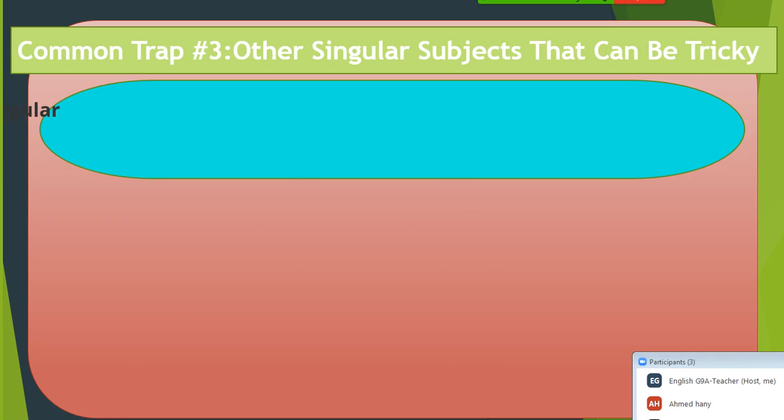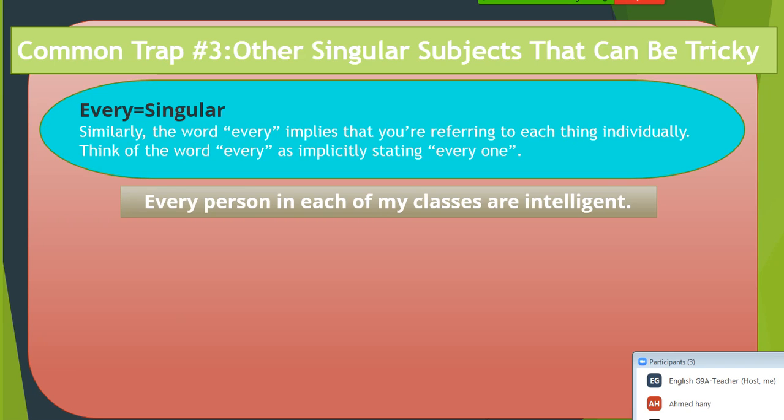So again, similarly to the word every, it implies that you are referring to each thing individually. So think of it as using the word everyone. Look at this example: Every person in each of my classes are intelligent. Let's divide the sentence into parts. Where is the subject here? Where's the subject? Where is the verb?